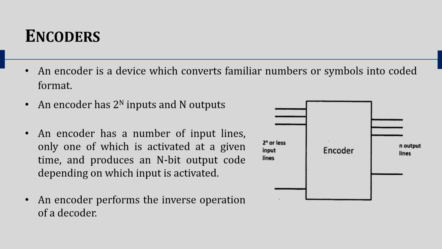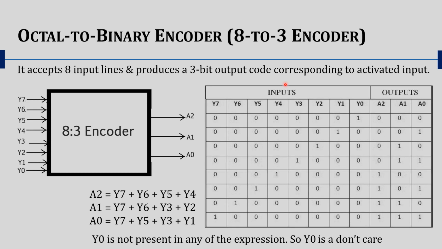An encoder has a number of input lines, only one of which is activated at a given time, and it produces an n-bit output code depending on which input is activated. That is, the encoder performs the inverse operation of a decoder. Now let's discuss the various types of encoders. Here we are going to discuss the 8 to 3 encoder, that is, the octal to binary encoder.